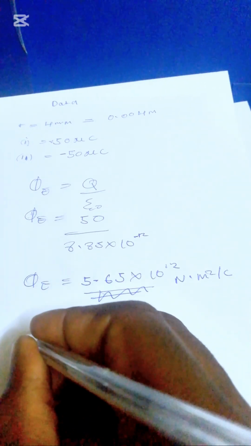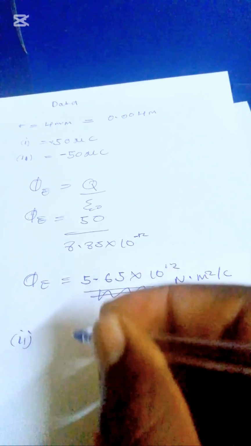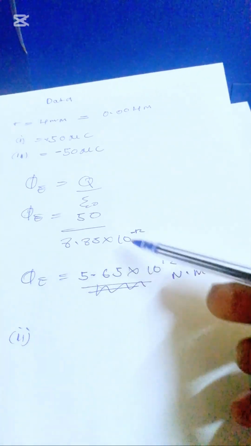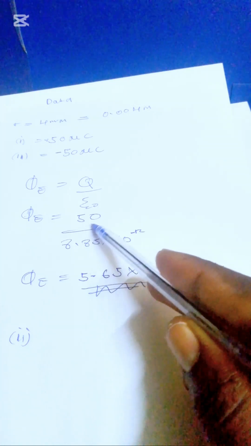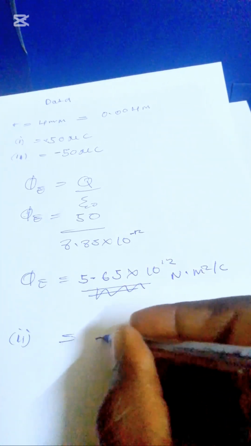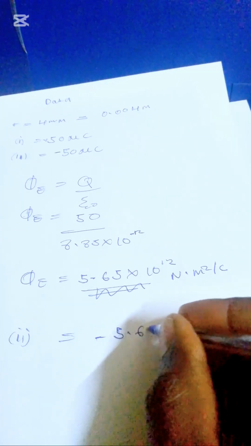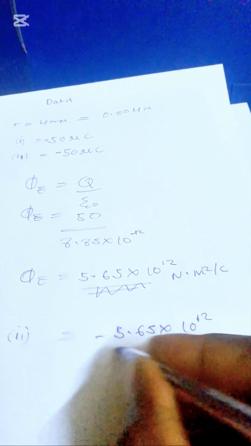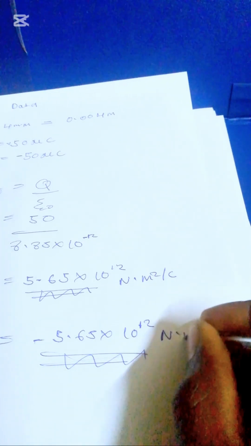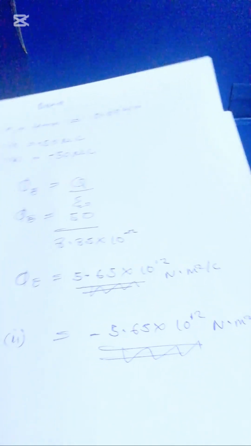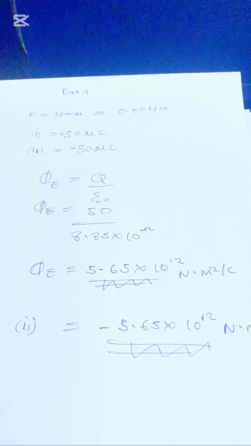So for charge 2, on our Roman numeral 2, we are going to have the same charge, because we just replace the charge there, but it will be negative. So we are going to have the same answer, but it will be negative, which is Newton meter squared per coulomb. So that's how you go about it.